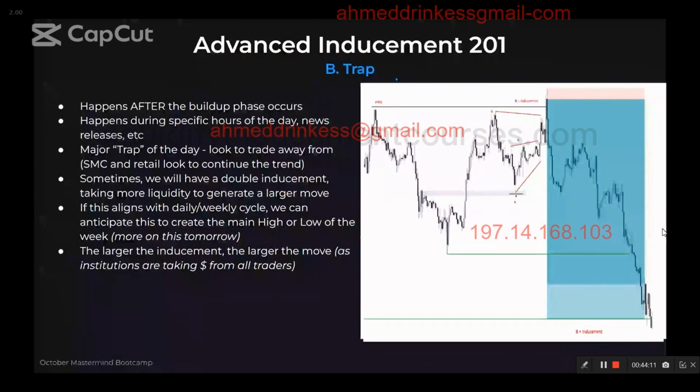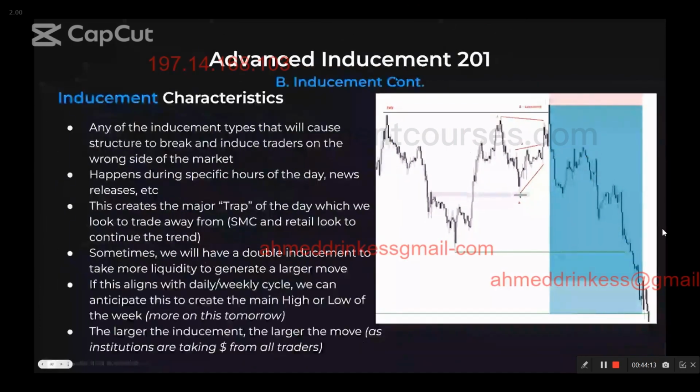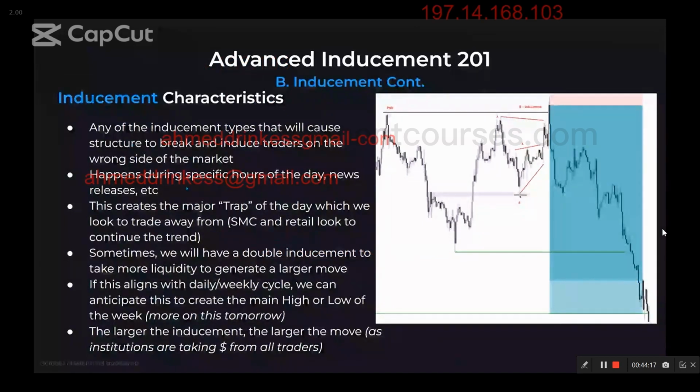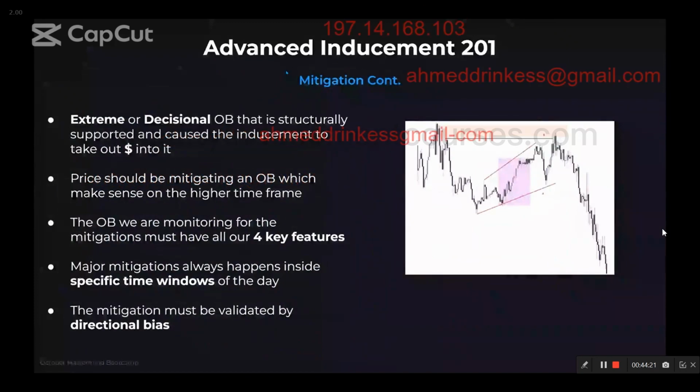All right, let's go to the final to see the mitigation phase, right? The mitigation is, oh no, this is continuing inducement rather. So any of the inducement types that will cause structure to break, that was just a typo. All right, so the mitigation is the last point.